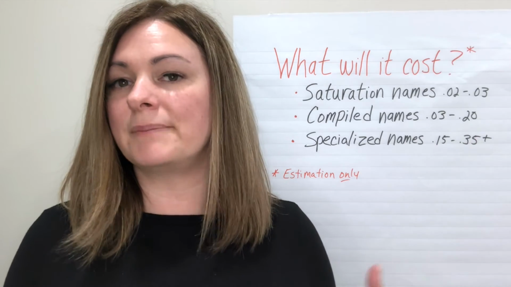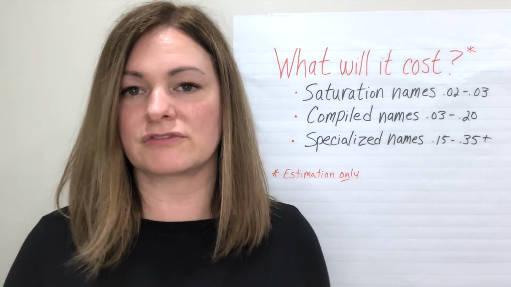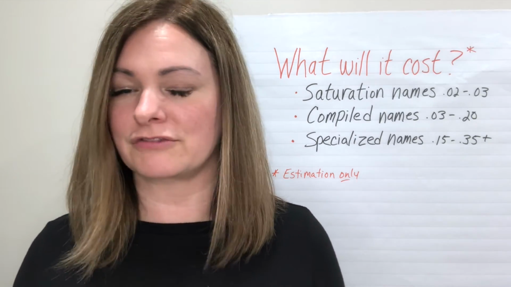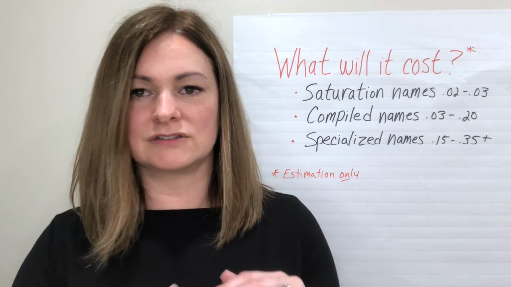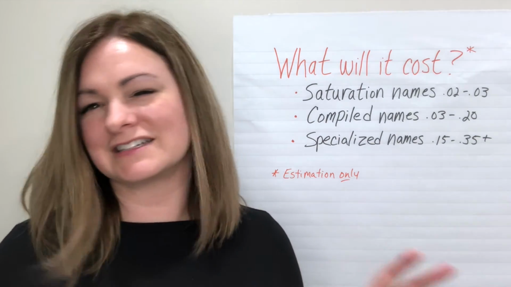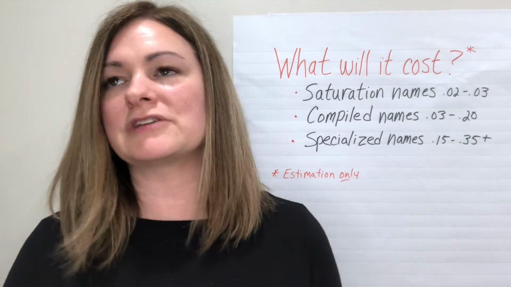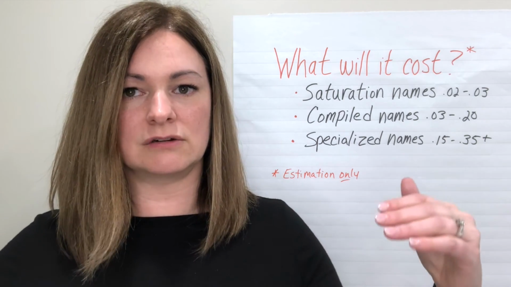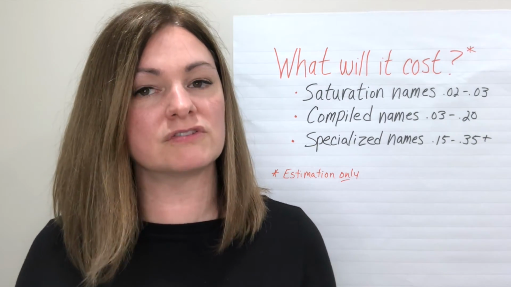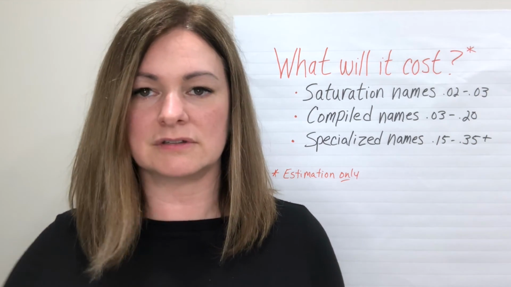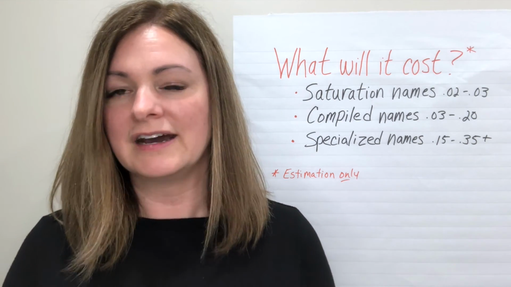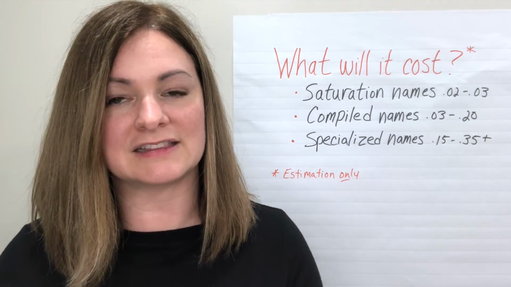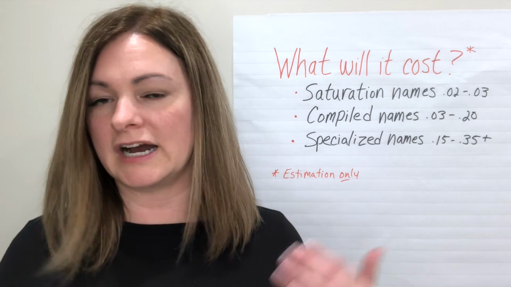Up from there is your compiled names, and those can be anywhere from 3 cents to 20 cents a piece. I was mentioning how AccuZip has a flat rate. They're 3 cents a name. Pretty amazing. So the compiled list, 3 cents to 20 cents roughly. And then your specialized names. We were talking about response lists, and I mentioned that those could really go up in cost, and that's because those are proven response lists. Those are owned by list managers or managed by brokers, and those can be anywhere from 15 to 35 cents and up per name. The more specialized and targeted that list, the more valuable it is, and the higher the price.